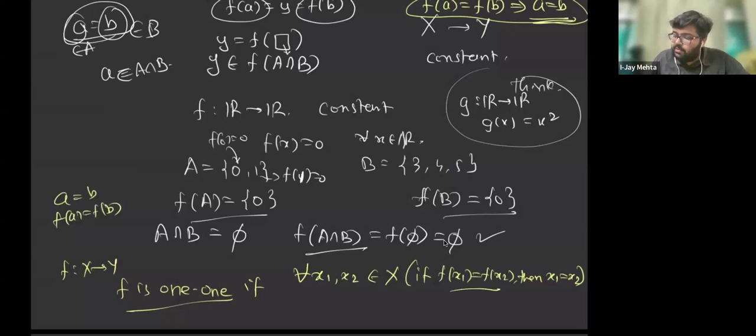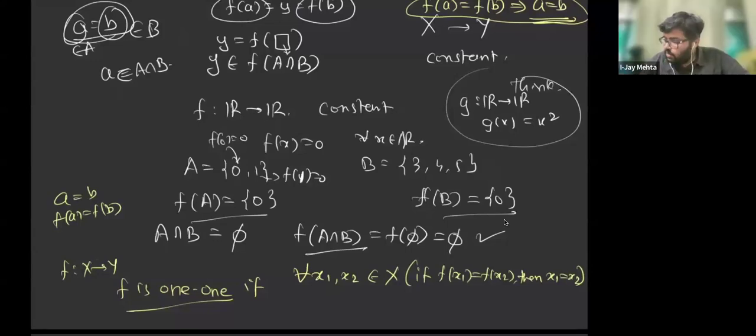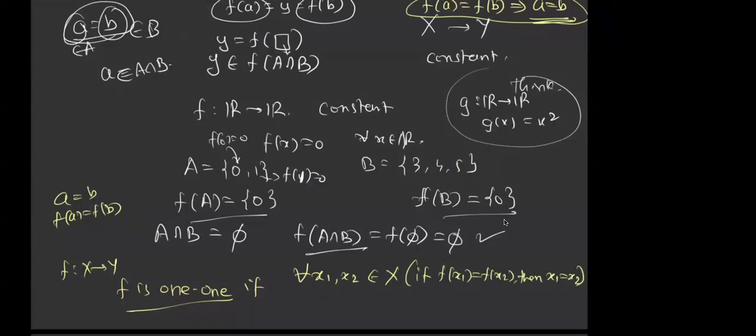If images are the same, then the elements are also the same. This is what we prove, right? So if f of A equals f of B, that will mean A equals B. This is what we are writing. The other way is anyway true: if A equals B, then f of A equals f of B. Shivam, do you have any other answer?